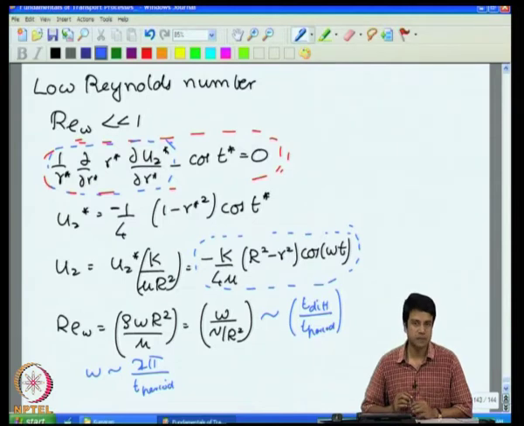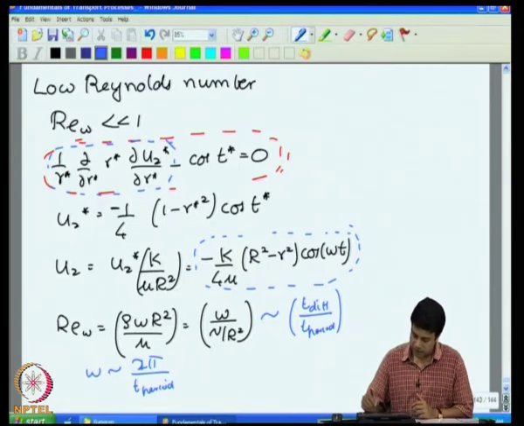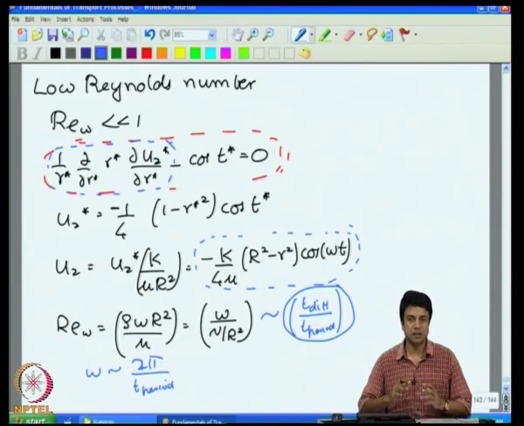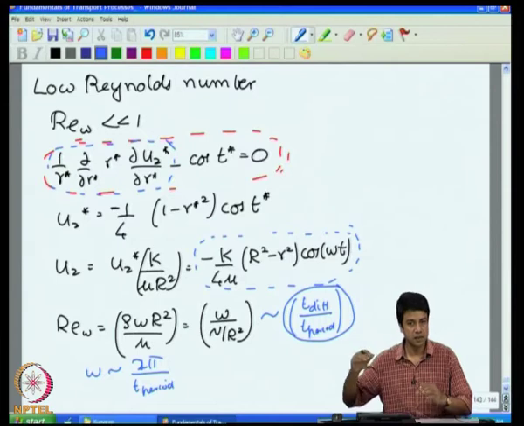Kinematic viscosity has dimensions of length square per time. Therefore, the time taken goes as r square by nu. So, the time for diffusion is r square by nu. And I can write the Reynolds number as the ratio of these two time scales. Reynolds number is small implies that the time taken for diffusion is small compared to the period of oscillation. So, by the time the pressure changes its value over a time comparable to the period of oscillation, the diffusion takes place very fast compared to that.